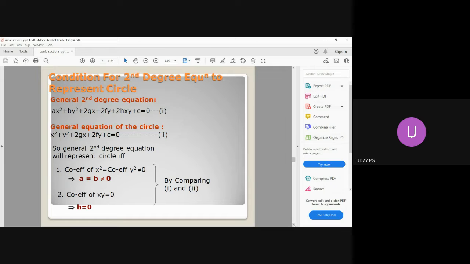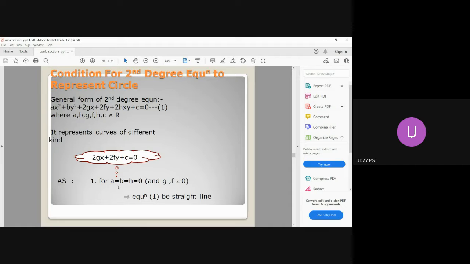The second degree equation we are considering is ax square plus by square plus 2gx plus 2fy plus 2hxy plus c equal to 0. And the equation of the circle is x square plus y square plus 2gx plus 2fy plus c equal to 0. What should be the condition for the second degree equation to represent a circle? Suppose in the second degree equation a is 0, b is 0, and h is 0, then what will the equation be? Can anyone tell me? 2gx plus 2fy plus c equal to 0. Then it is a linear equation in two variables, which represents a straight line.